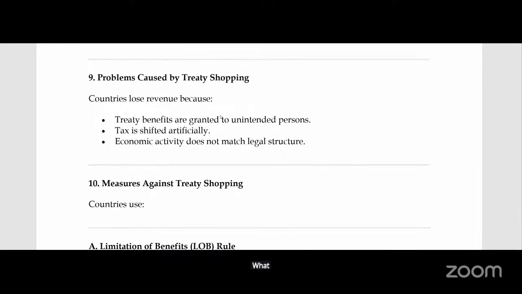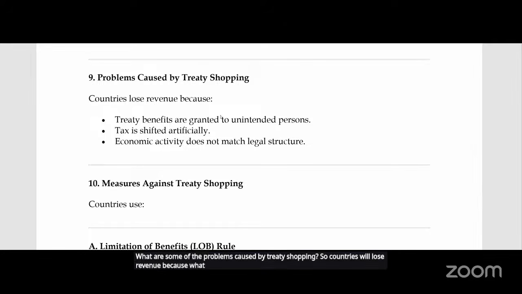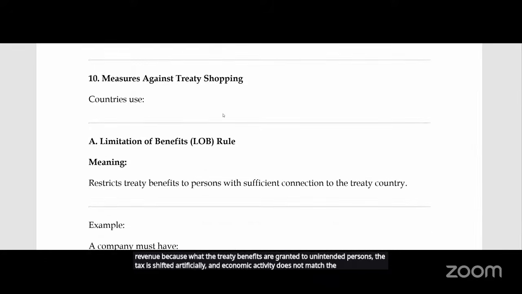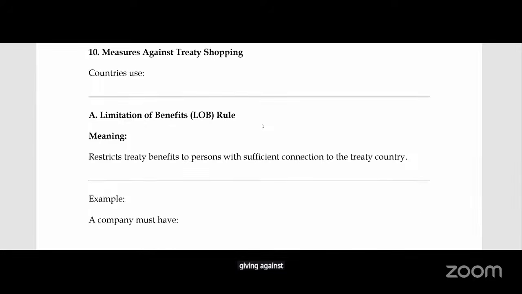What are some of the problems caused by treaty shopping? So countries will lose revenue because the treaty benefits are granted to unintended persons, the tax is shifted artificially, and economic activity does not match the legal structure. What are measures given against treaty shopping per the DTAs?